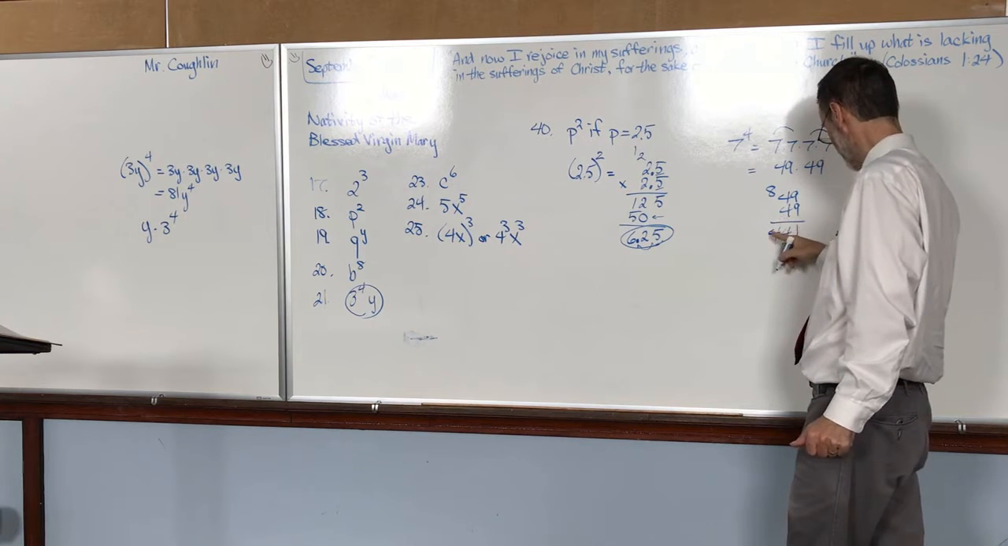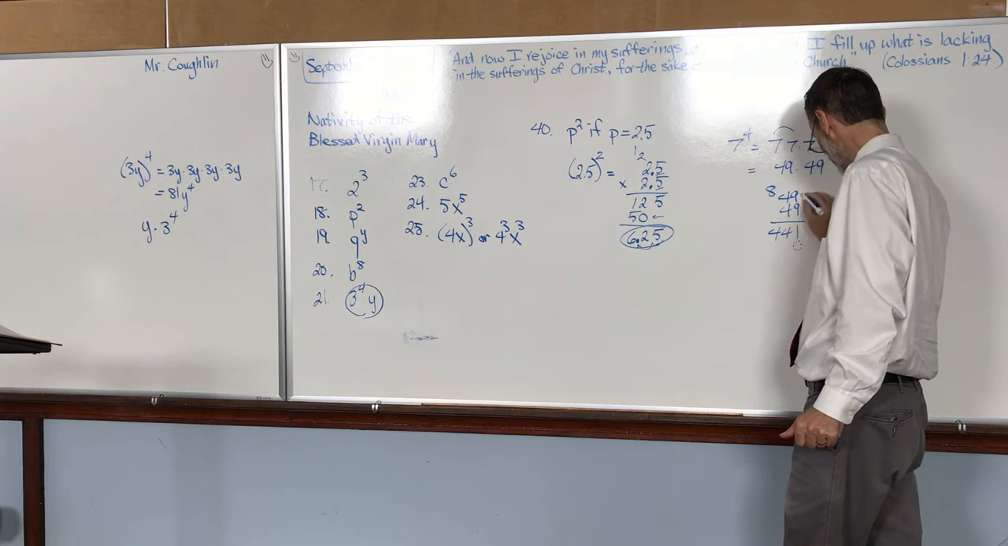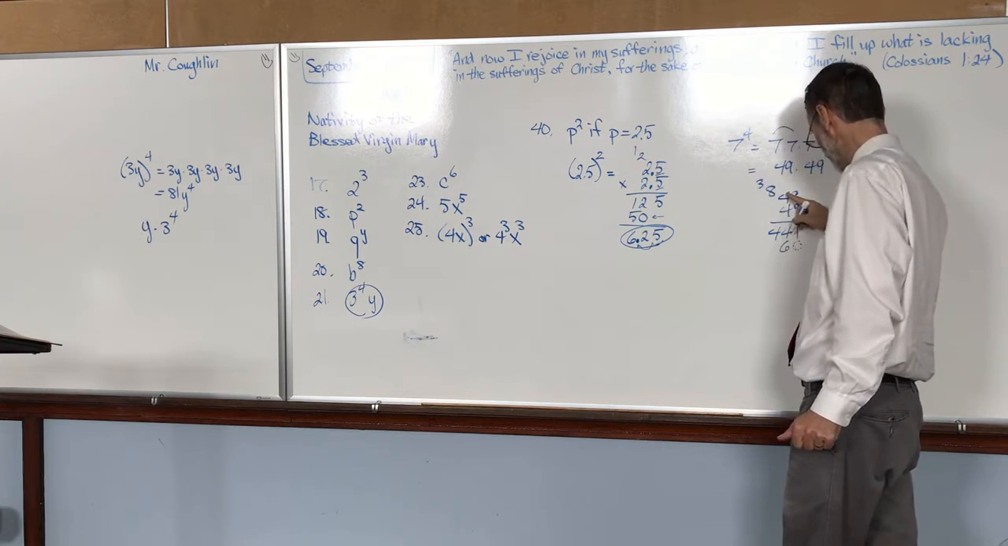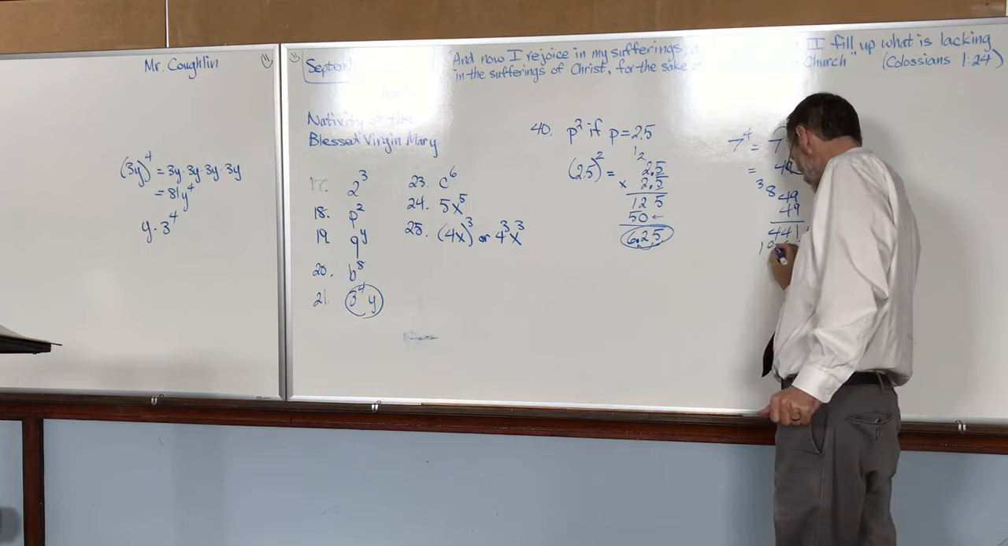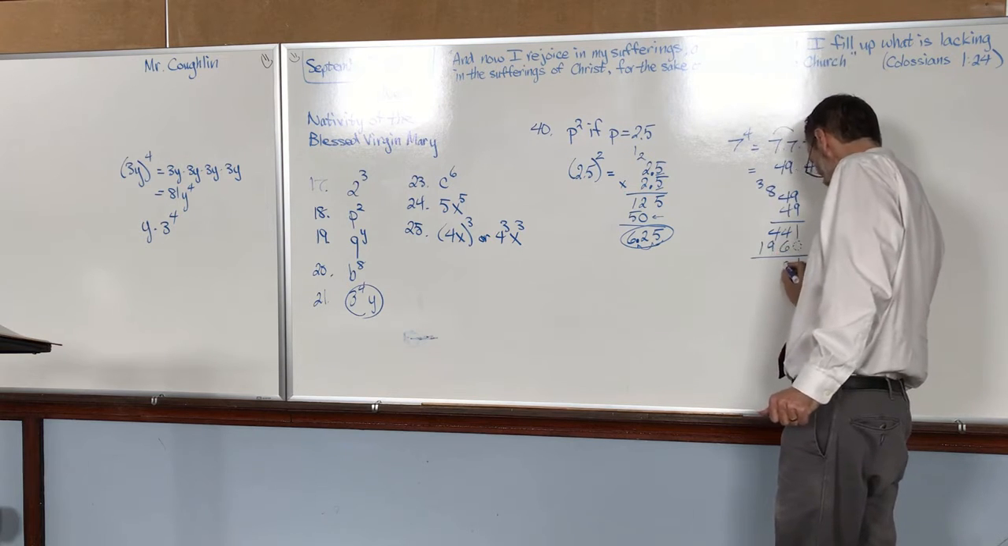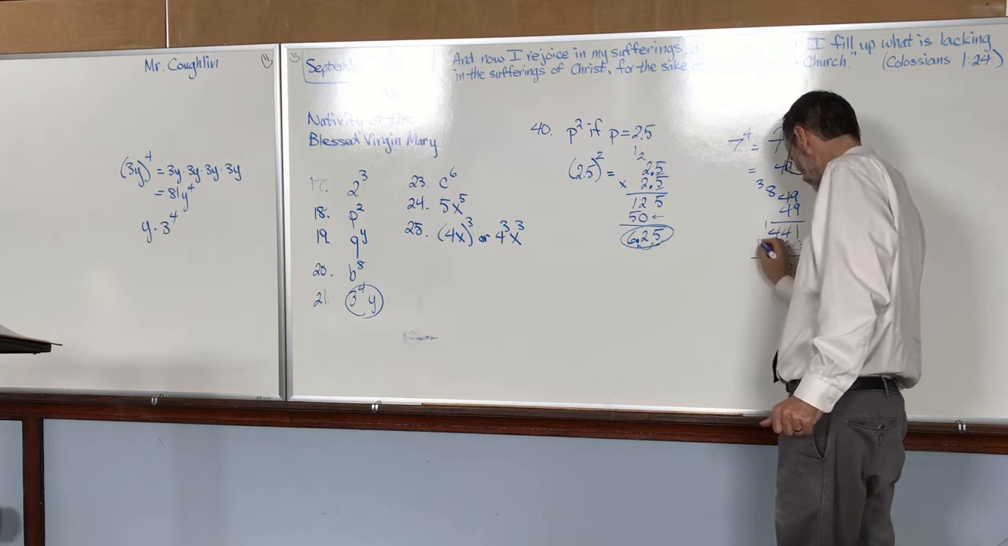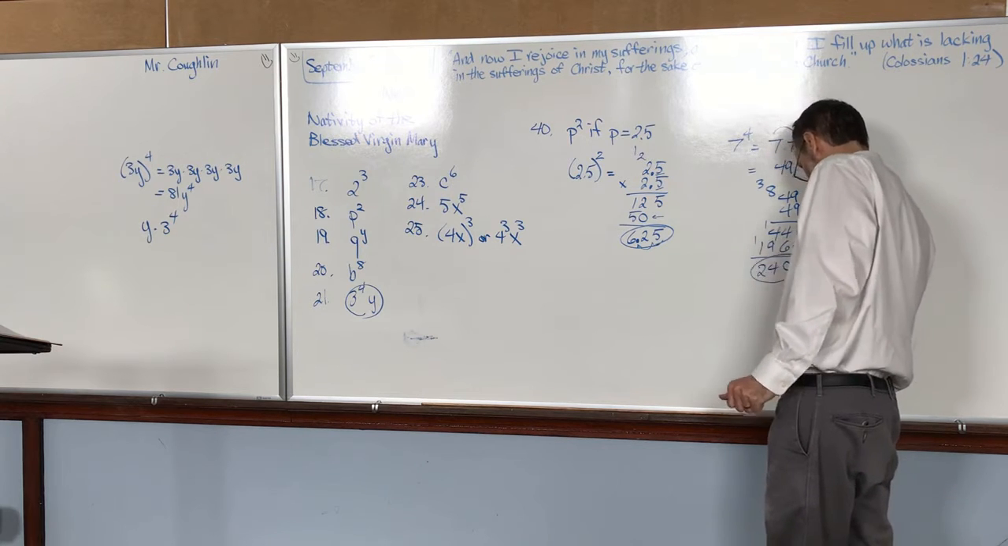I'm sorry, what am I doing? 4 times 9 is 36. Carry the 3. And then 4 times 4 is 16, plus 3 is 19. So, 1, 0, carry the 1. 9 times 14, carry the 1. 2,401.